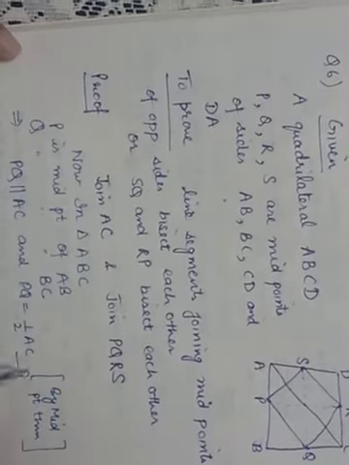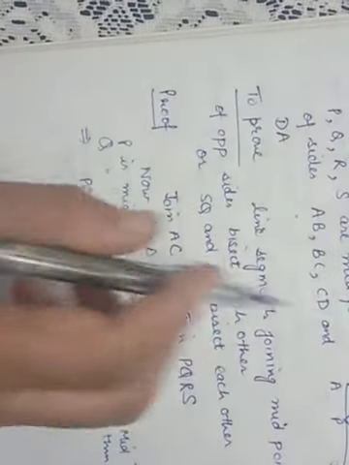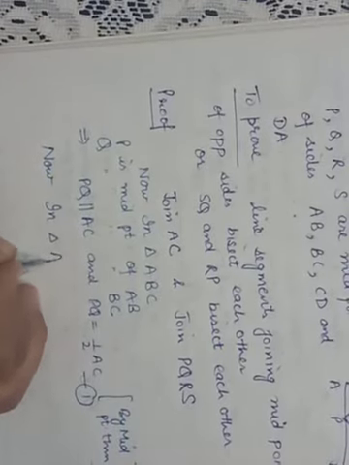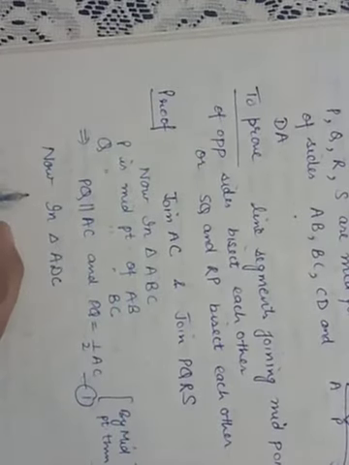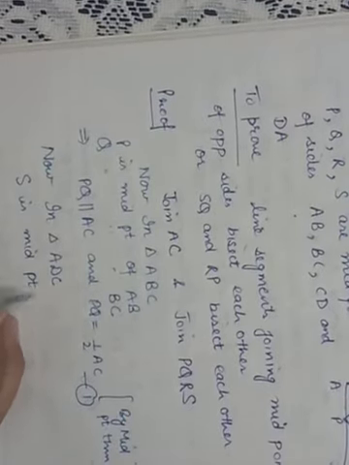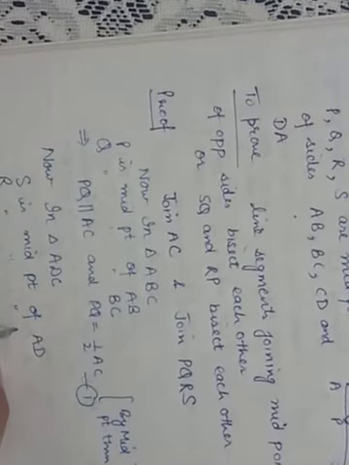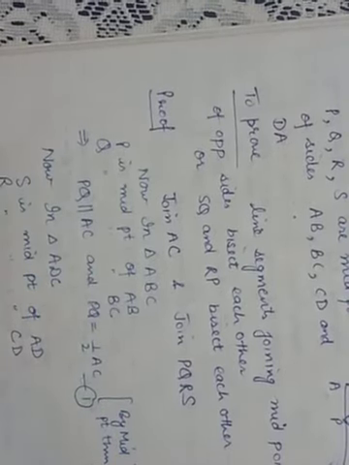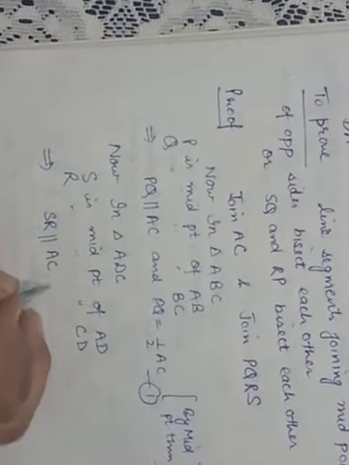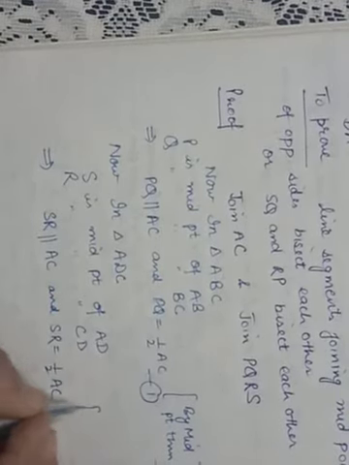Call it equation number 1. Now similarly, we will take the second triangle ADC. Now in triangle ADC, S is the midpoint of AD, R is the midpoint of CD and this implies SR is parallel to AC and SR is half of AC, same by the midpoint theorem.